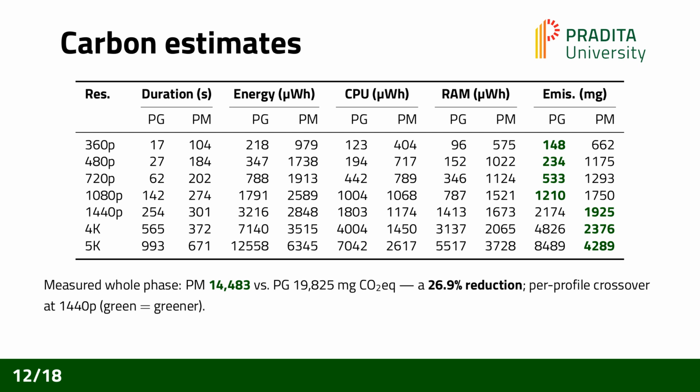Now we arrive at the heart of a green computing talk, the carbon numbers. This table breaks everything down per resolution, from benchmark duration in seconds through energy in microwatt hours split into CPU and RAM, all the way to emissions in milligrams of CO2 equivalent. And you can see the same crossover we've been tracking, now expressed in carbon.